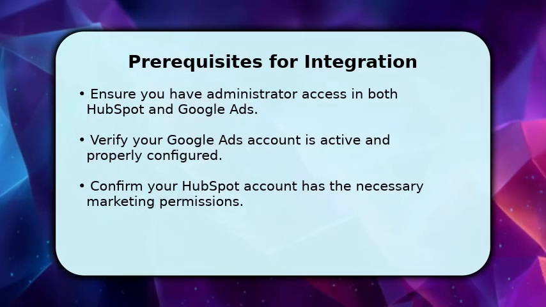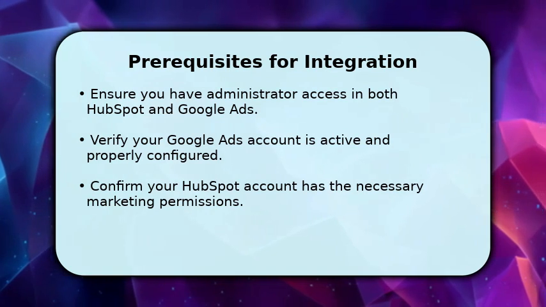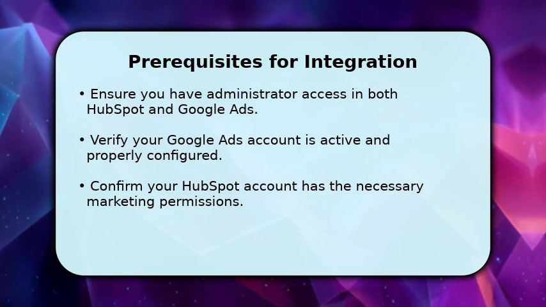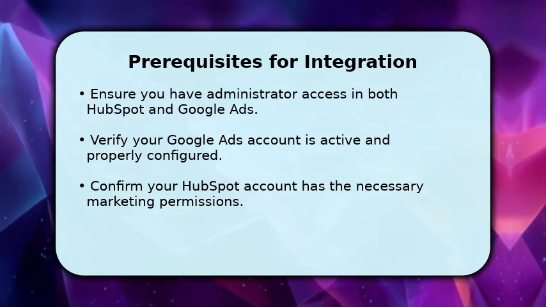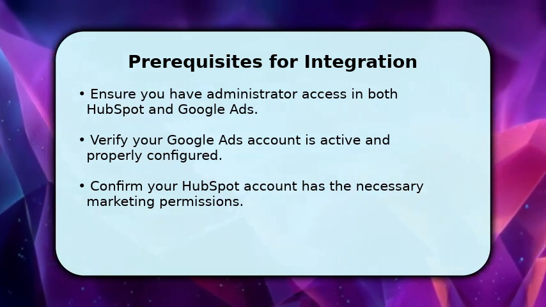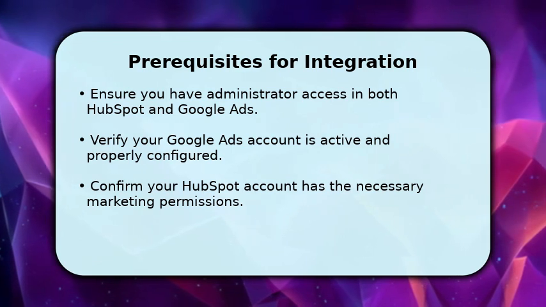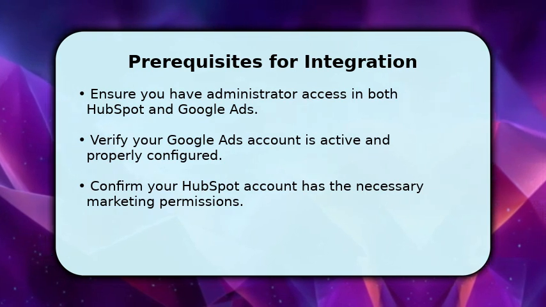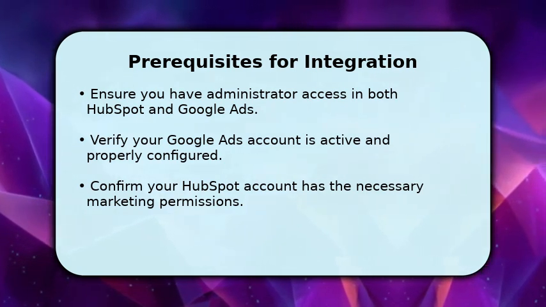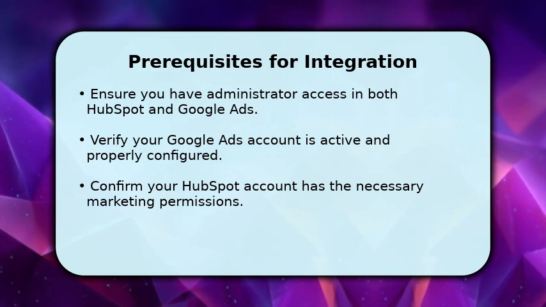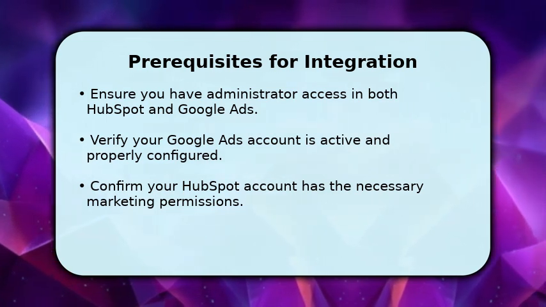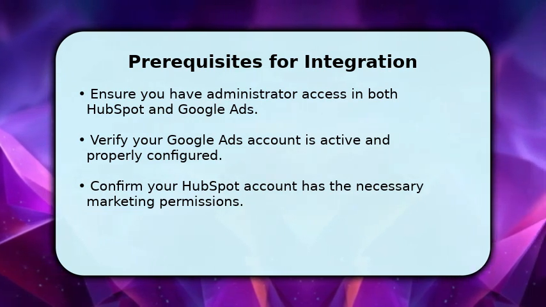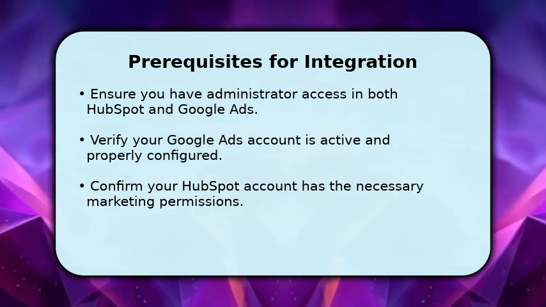Before we dive into the connection process, let's quickly cover the prerequisites. First, you'll need administrator access in both your HubSpot and Google Ads accounts. This ensures you have the necessary permissions to make changes. Second, confirm your Google Ads account is active and ready to run campaigns. Finally, check that your HubSpot account has the appropriate marketing permissions enabled. Having these three things in place will make the integration smooth and straightforward.